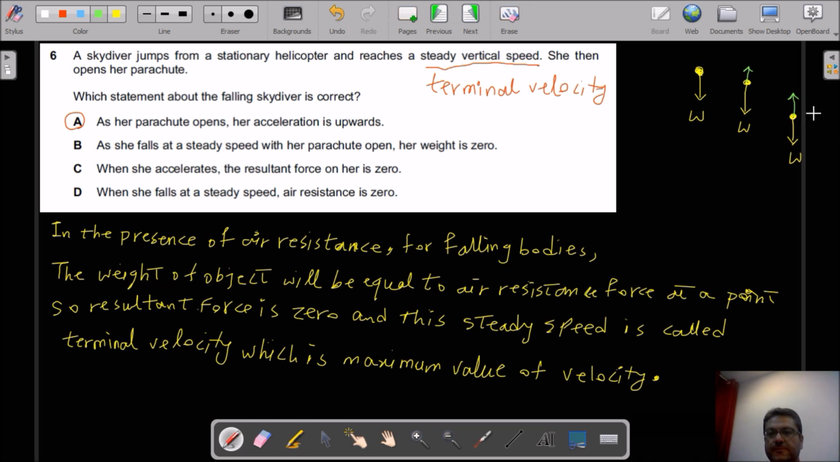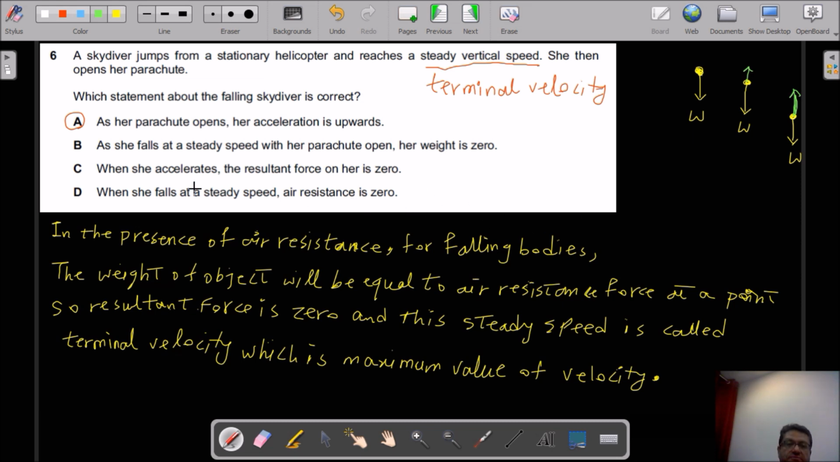When air resistance force and W become equal, we say that resultant force is 0 and acceleration is 0, and we reach terminal velocity. In this speed, terminal velocity will be the maximum value of the velocity in this question. Okay.